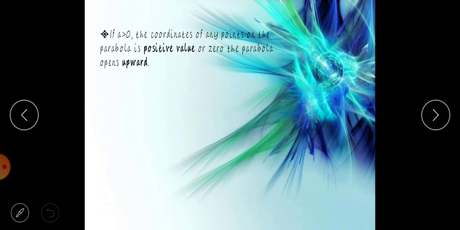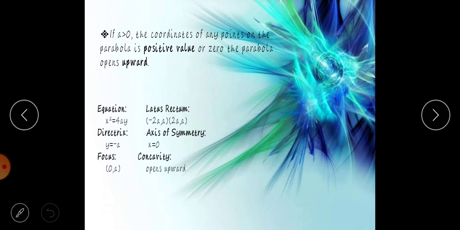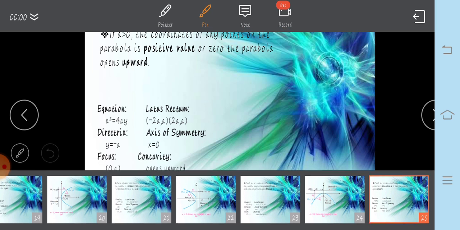So the last one is if a is greater than 0, the y-coordinate of any point on the parabola is a positive value or 0. The parabola opens upward. So the equation of this is x squared is equal to 4ay and has a directrix of y is equal to negative a. The focus is (0, a). Latus rectum endpoints are (negative 2a, a) and (2a, a). Axis of symmetry is x equals 0 and its concavity opens upward.